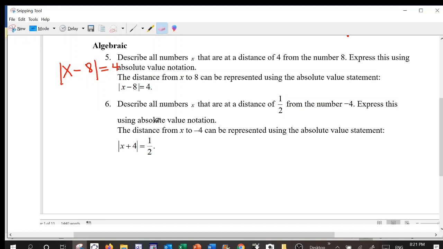Okay. Describe all numbers x that are at a distance of 1/2 from the number -4. So here the distance means you have to take the difference between x and this number. So x minus -4, the distance between x and -4 has to be 1/2. Now, of course, x minus -4 is x plus 4 inside the absolute value and equals 1/2, right? So that's the idea.